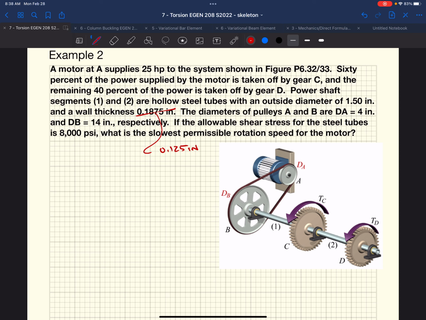So if we've got tau allowable equal to 8,000 PSI, they want us to find omega allowable. We're going to find it in RPM, of this system.